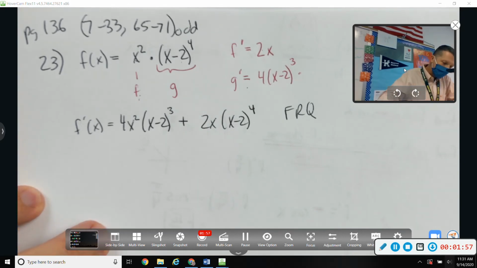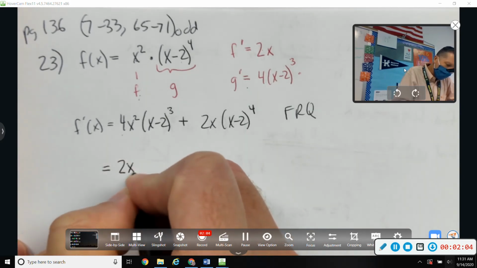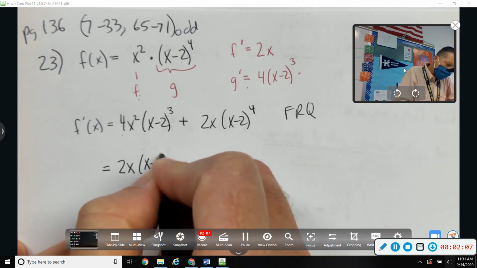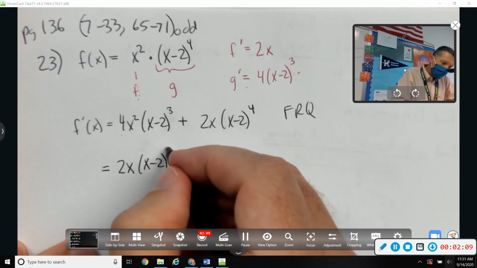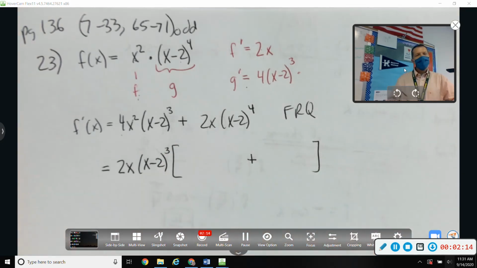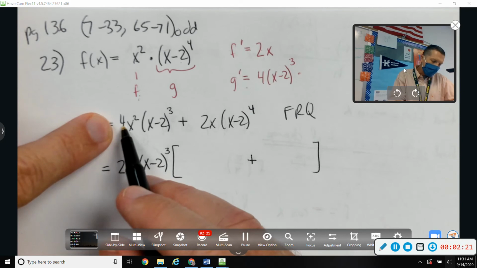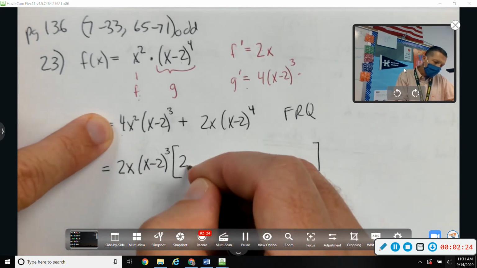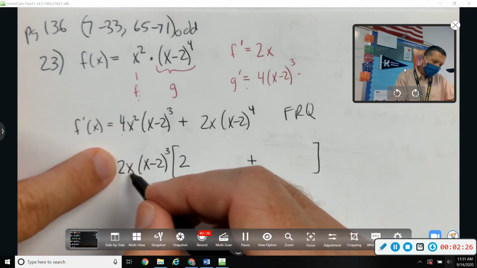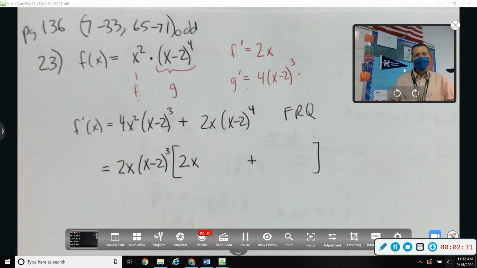Now let's see what we can factor out. I can definitely take out a 2 and an x, (x minus 2) to the third. Now let's see what's left after we take all that out from each one. So the first term, it had a 4, I took 2, so that still leaves 2. Had an x squared, we took one of them, so there's one left. And I took all of its (x minus 2)'s.